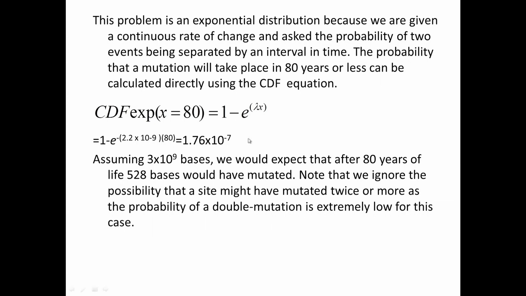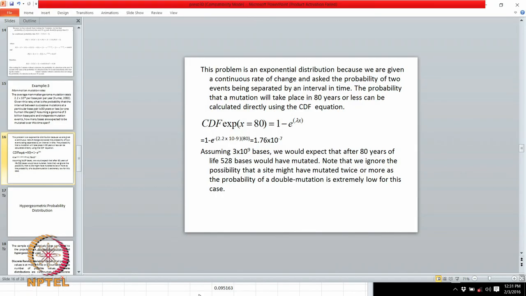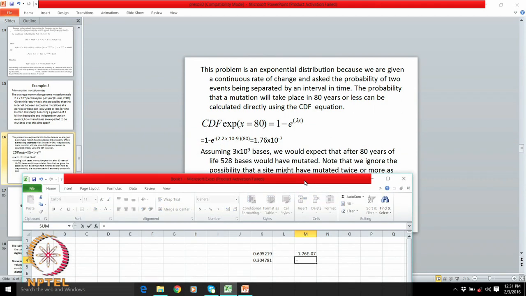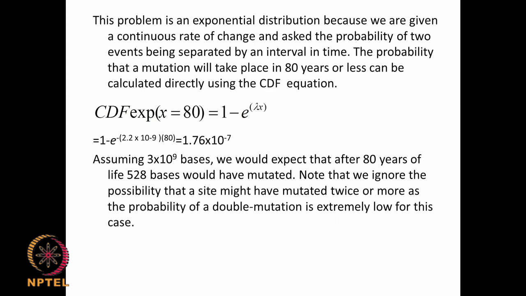Now, if you assume 3 into 10 power 9 as bases, then you would expect that after 80 years there will be 528 bases that should have got mutated. Do you understand how to do this? We multiply 3 into 10 power 9 by this particular term, that will give you 528. So, totally 528 bases would have been mutated.